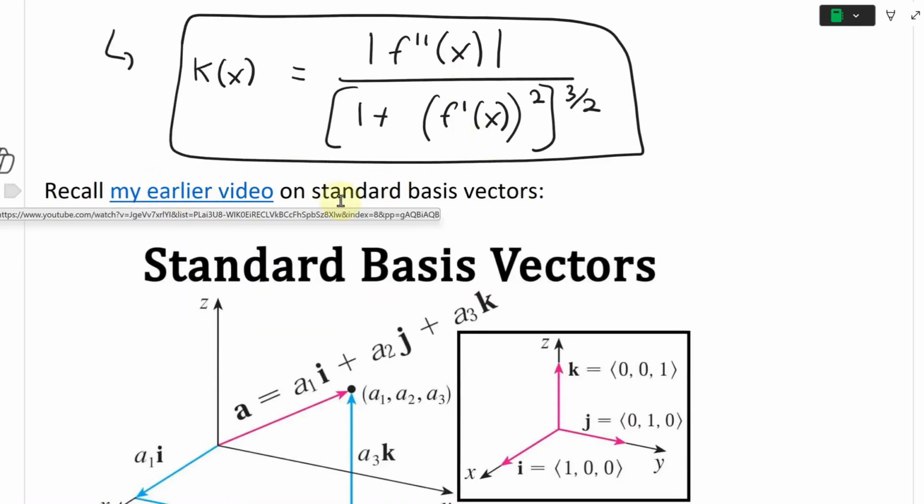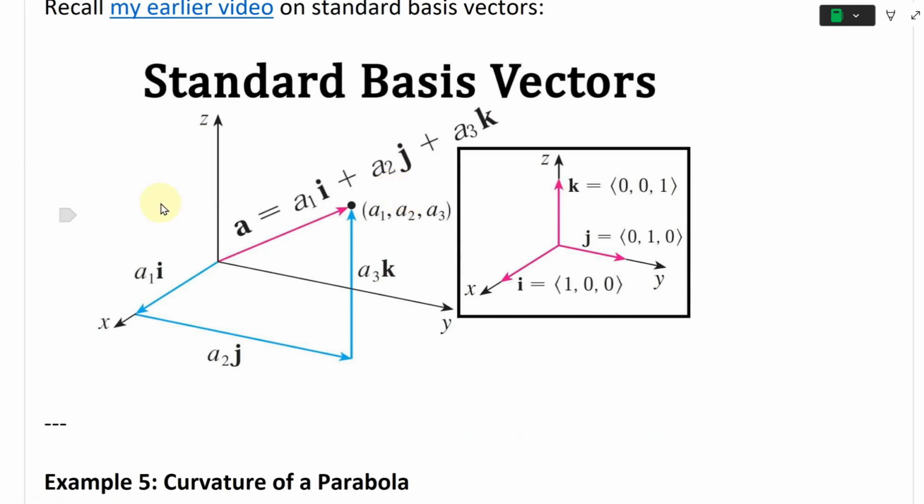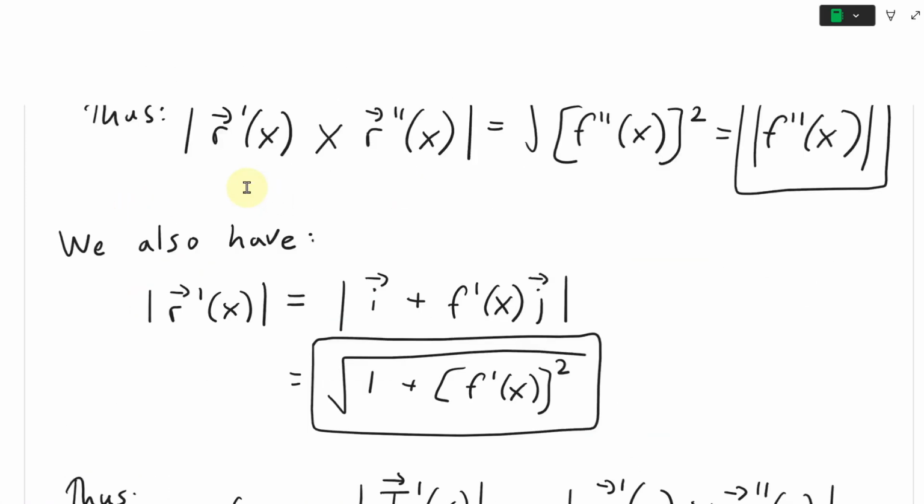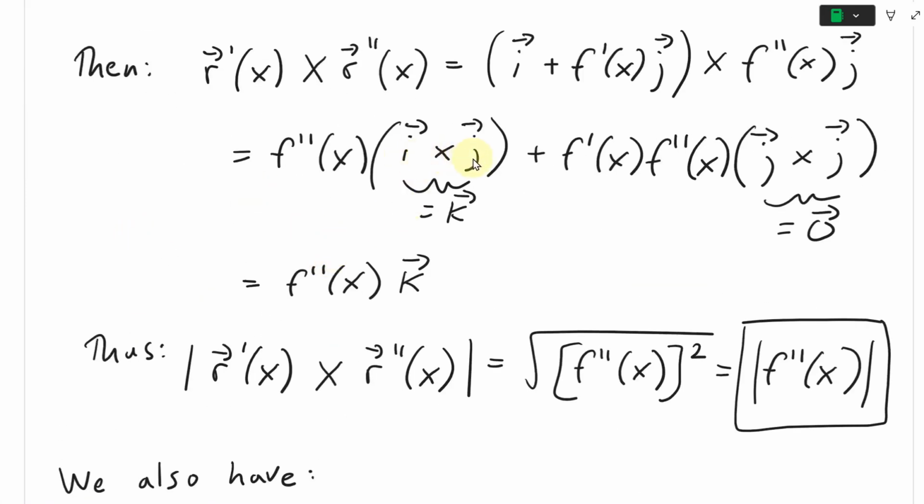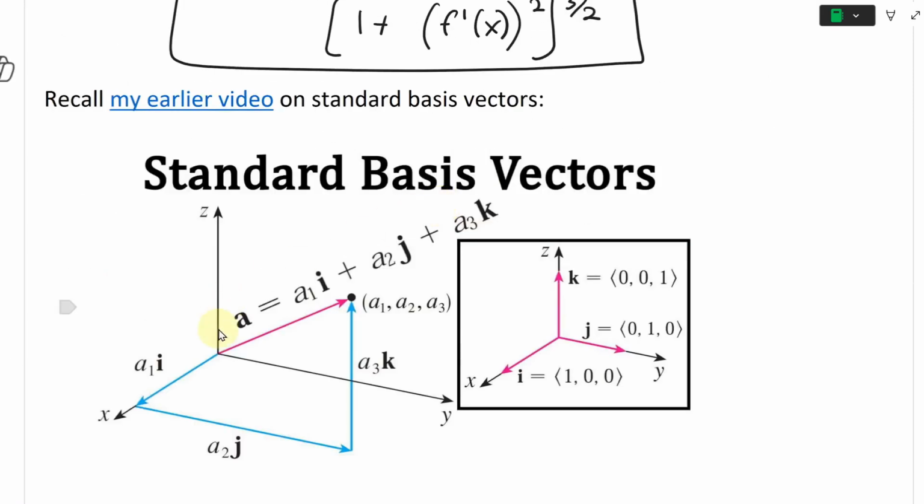All right, and now just a quick recap from my earlier video on standard basis vectors, to illustrate again what they were, because we were using the fact that i cross j equals the k standard basis vector, and j cross j is equal to 0. Recall standard basis vectors are just along the x and y components. The k is on the vertical one. The j is on the y, and the x is here. And these are perpendicular. If you cross this one with this, you get this positive one. You can do the cross product yourself and you'll find that.